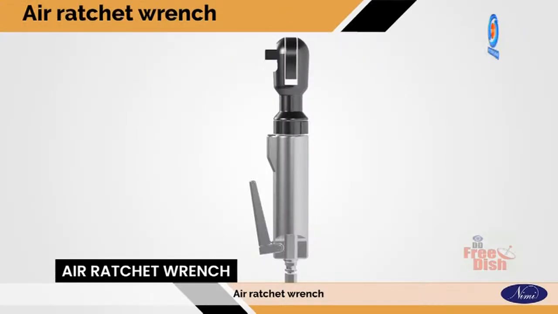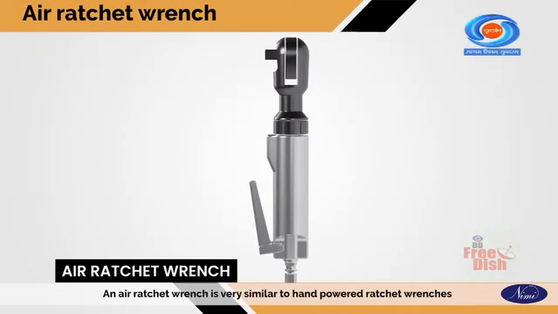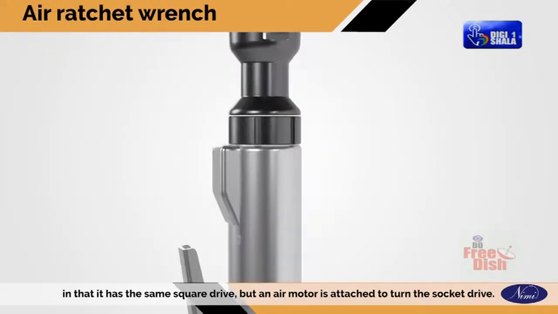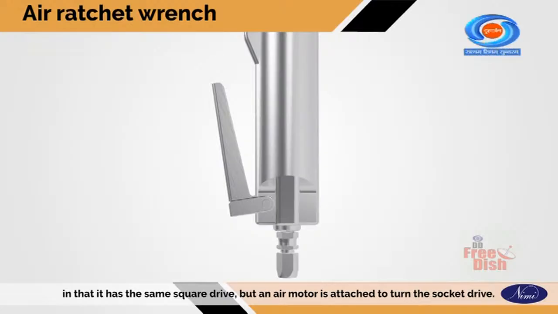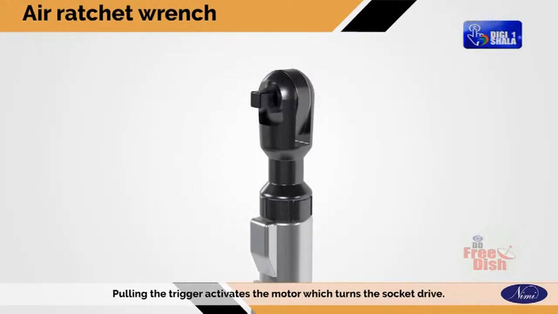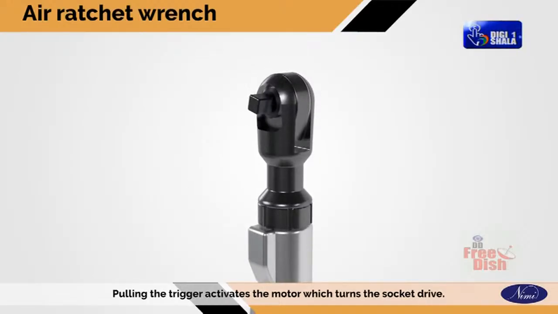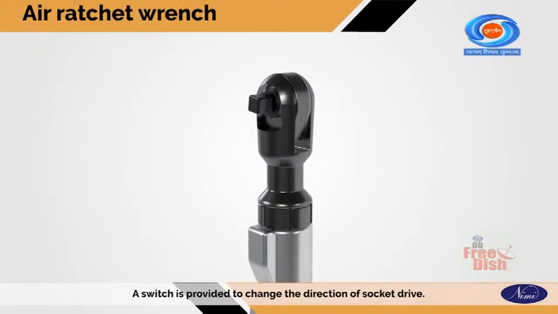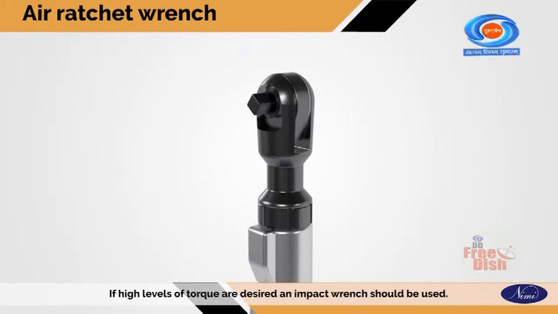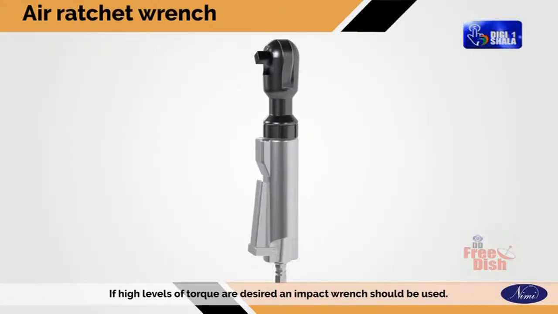Air ratchet wrench. An air ratchet wrench is very similar to hand-powered ratchet wrenches in that it has the same square drive, but an air motor is attached to turn the socket drive. Pulling the trigger activates the motor which turns the socket drive. A switch is provided to change the direction of the socket drive. This type of power wrench is designed more for speed and less for torque. If high levels of torque are desired, an impact wrench should be used.